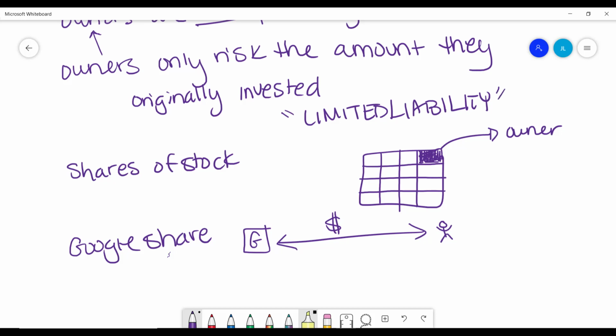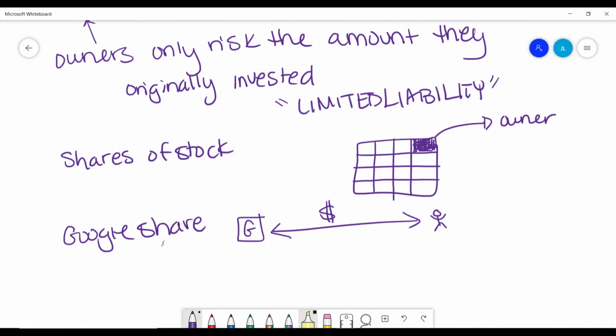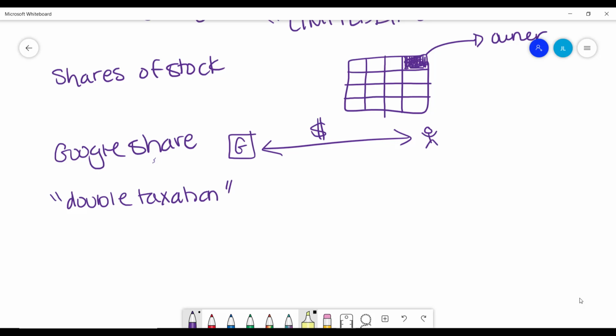But the downside of a corporation would be what we call double taxation. We're not going to get too deep into that, but I'll mention it briefly here. This double taxation is one downside of the corporate form of business. So what does that mean? Well, the corporation itself, its earnings are taxed, based on its taxable earnings.